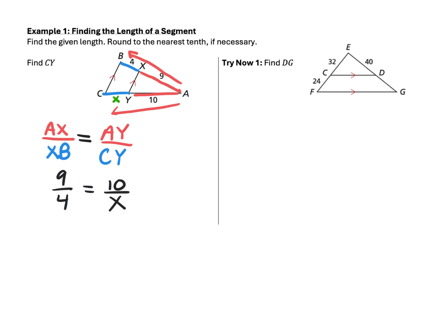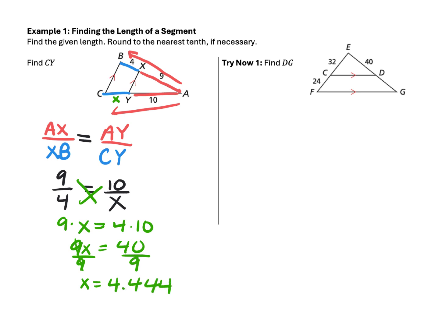And now it's a proportion, so we can solve it using cross products. 9 times X equals 4 times 10. So 9X equals 40. Grab a calculator and divide each side by 9. And when you do that, you're going to get 4.444 repeating, right? Well, if I want to round to the nearest tenth, that's one decimal position. So CY is equal to 4.4.